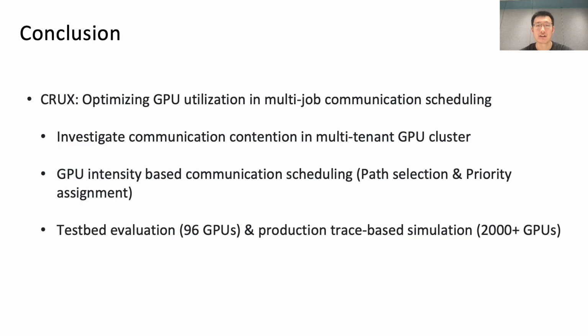To summarize, we find that communication contention between deep learning training jobs needs to be handled carefully. And we propose Crux, a multi-job communication scheduler, to optimize GPU utilization by path selection and priority assignment. Finally, we evaluate it by both testbed and simulation.